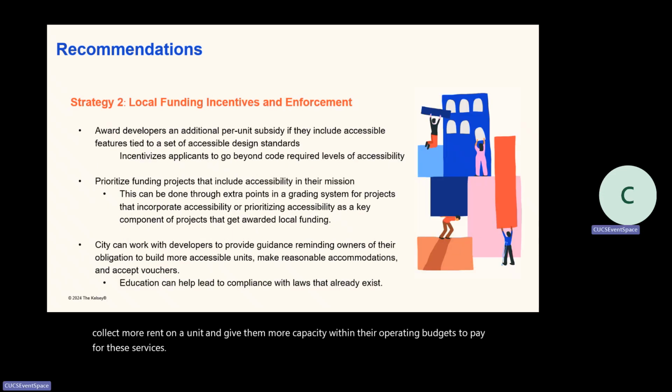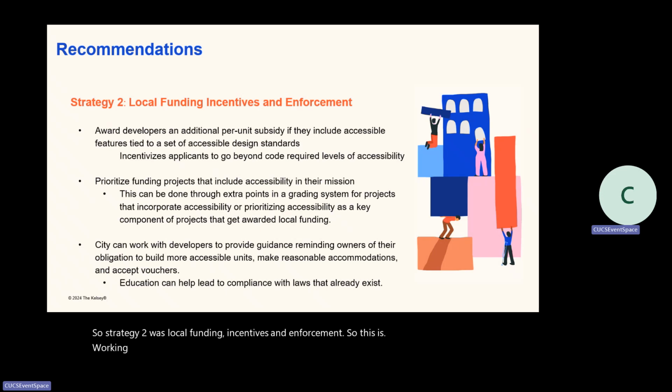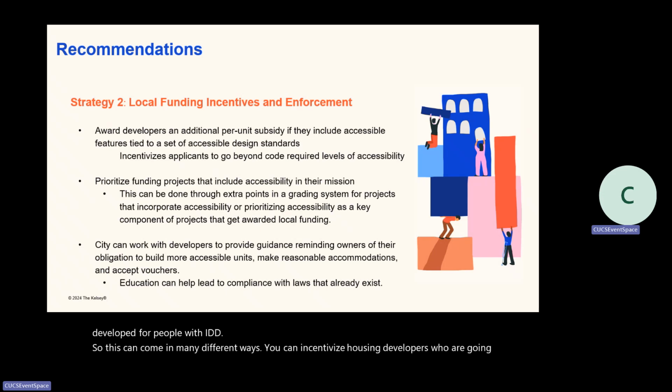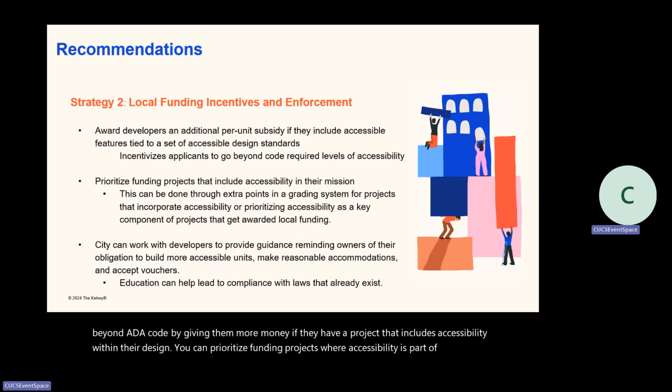So strategy 2 was local funding, incentives, and enforcement. So this is working with local governments to pay directly a subsidy for housing that's being developed for people with IDD. So this can come in many different ways. You can incentivize housing developers who are going beyond ADA code by giving them more money if they have a project that includes accessibility within their design. You can prioritize funding projects where accessibility is part of their mission.